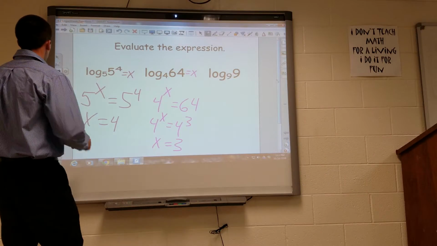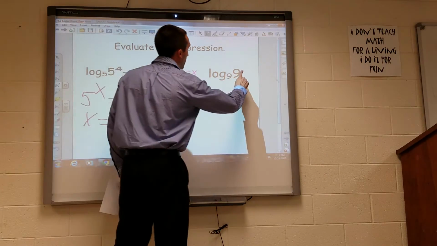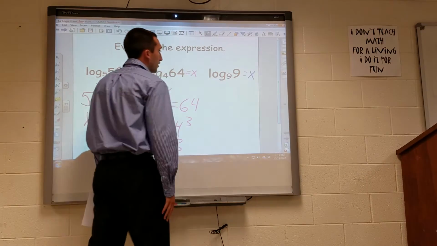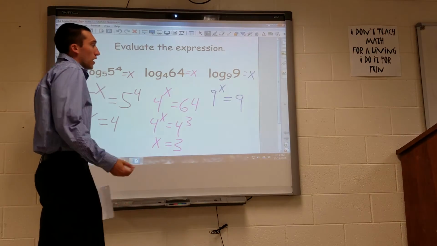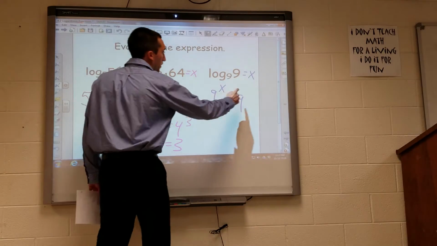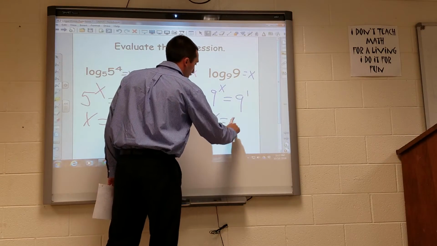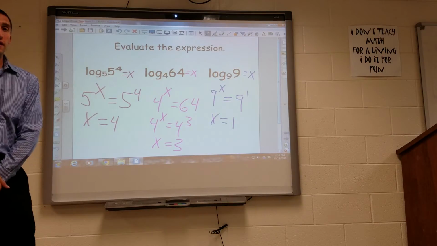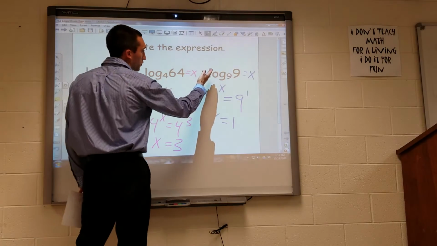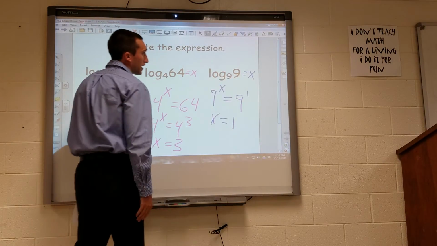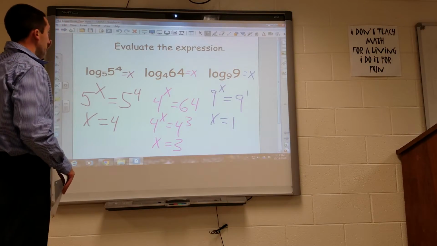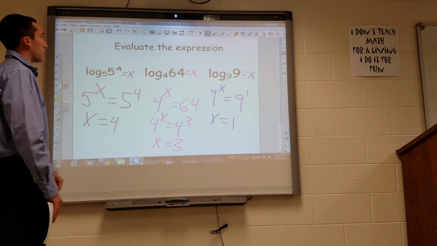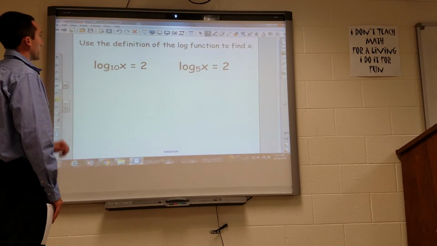And finally, log base 9 of 9. So 9 raised to the x equals 9. Well, 9 is basically just 9 to the first, so x equals 1. And again, if my calculator could do log base 9, it would tell me log base 9 of 9 is just 1. So there we evaluated some logarithmic expressions.